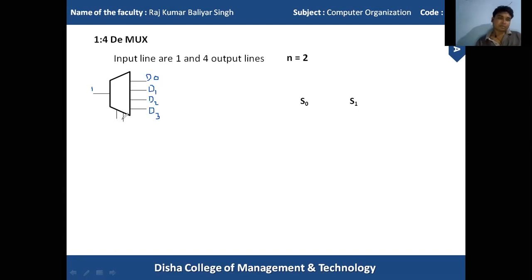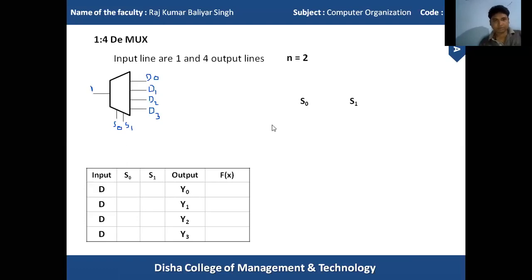This is the two input lines, say S0 and S1, sorry, this is the control line, two control lines. So these two control lines put that input line to any one of these output lines. Okay, so next the function excitation table is this one.